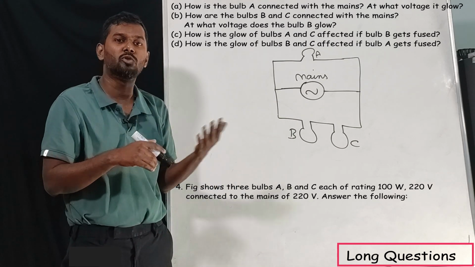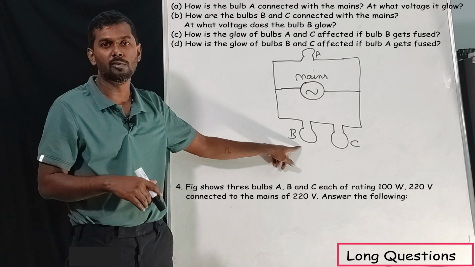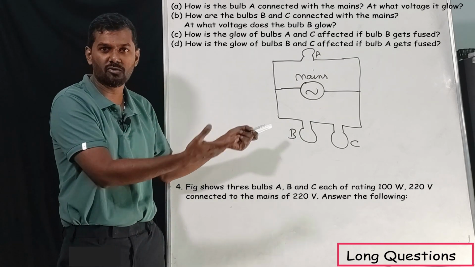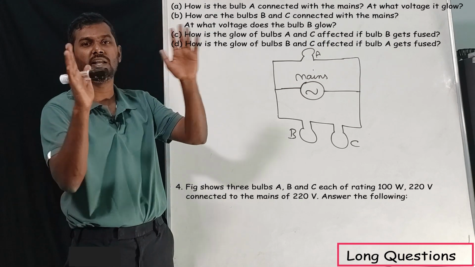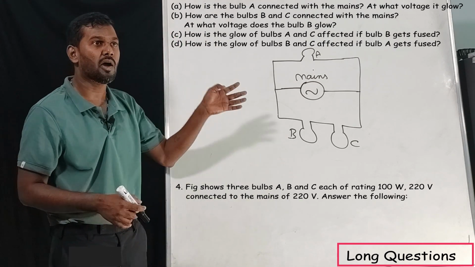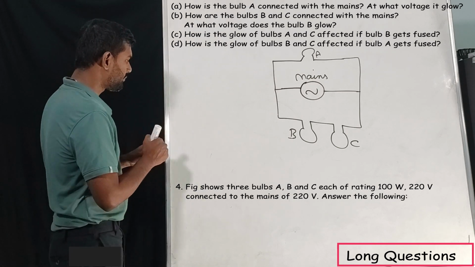If you give less than 220 volts, the intensity of the bulb will be less. So you should know these things, because whenever they give you the values, you should not always think of calculating something. You should know the meaning of those values. Okay, listen. Now we'll go for the first question.